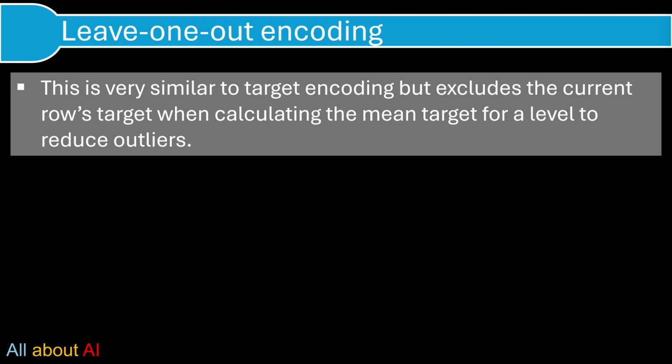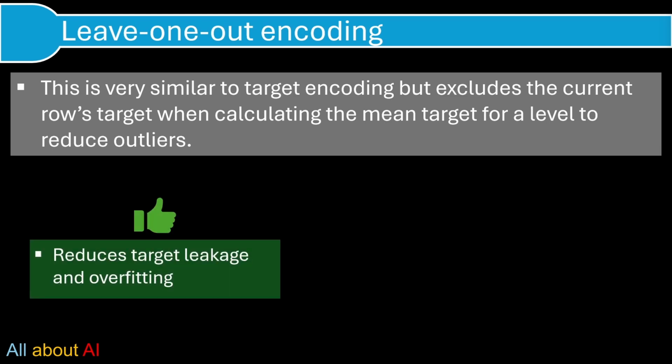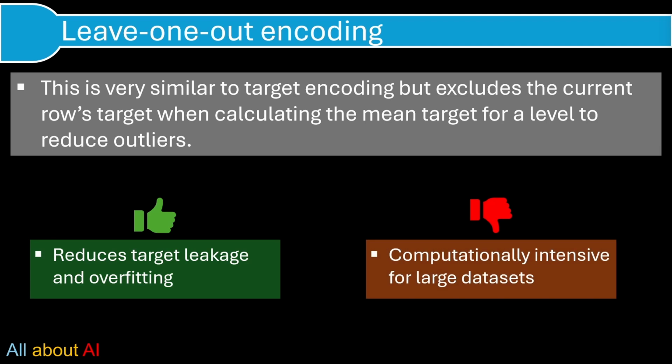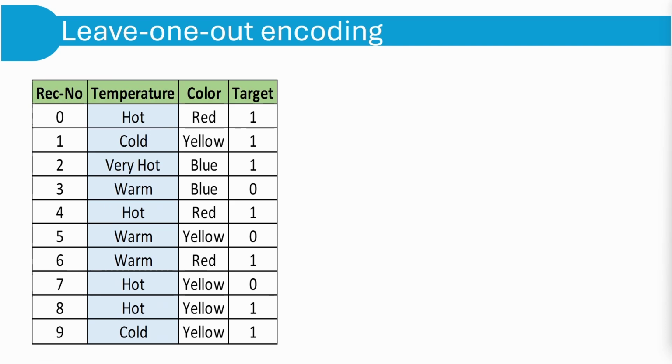High risk of overfitting, the model is prone to overfitting. This can be beneficial in case of generalization. This reduces target leakage and overfitting. It's also computationally intensive because in a large dataset, the target mean needs to be recalculated for each instance. There is a potential of noise due to exclusion of the current instance. It's relatively simple, as you can see, right? Conceptually, it's very simple.